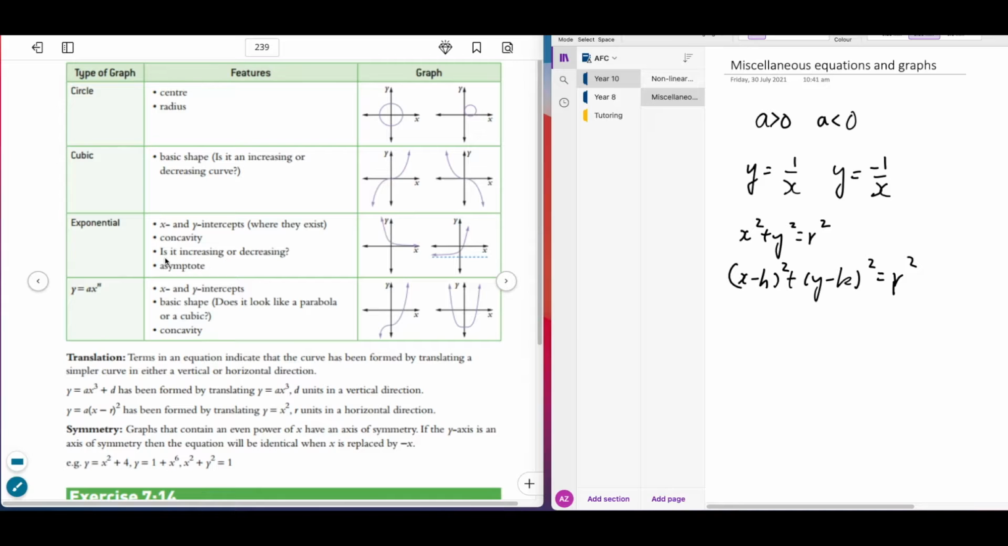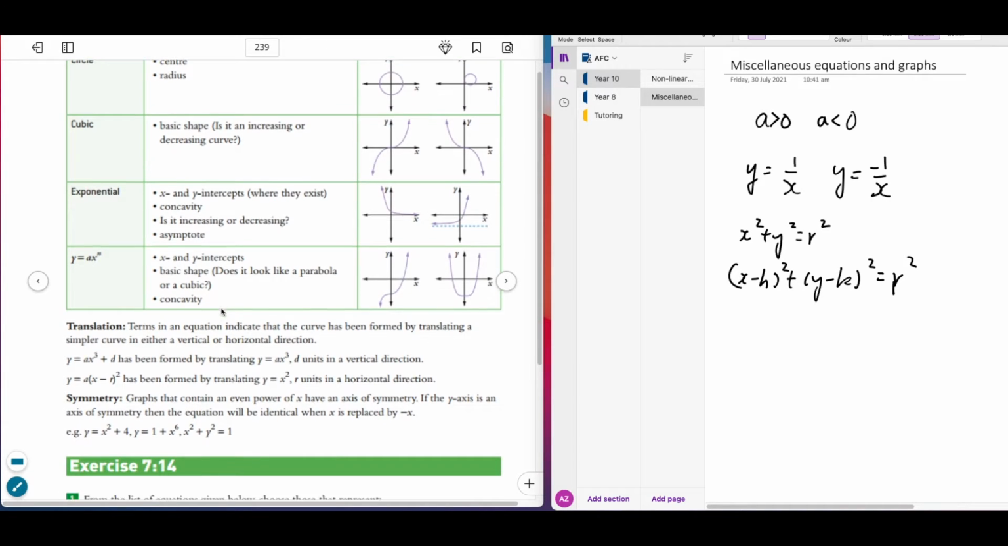When they ask whether it is increasing or decreasing, all you have to do is look at the diagram from left to right. You always look from left to right. If it's going down from left to right, it's decreasing. If it's going up from left to right, it's increasing. This cubic curve is going up from left to right, so it's increasing. This cubic curve is going down from left to right, so it's decreasing. If it looks like it's decreasing, it most likely is.